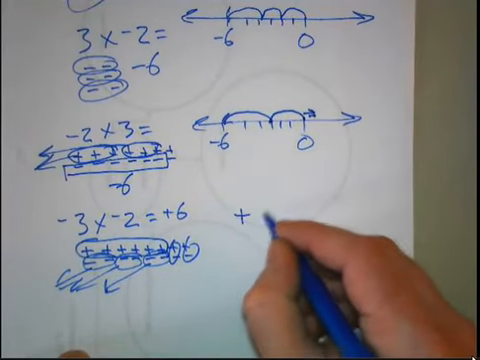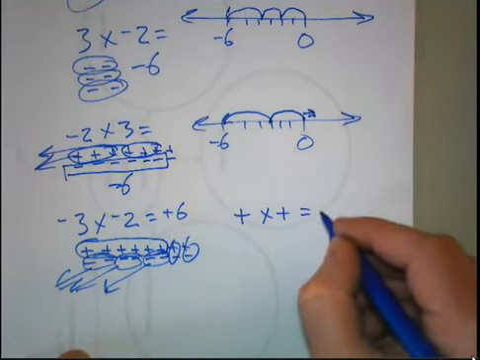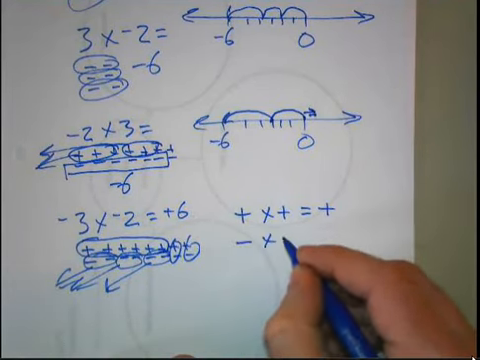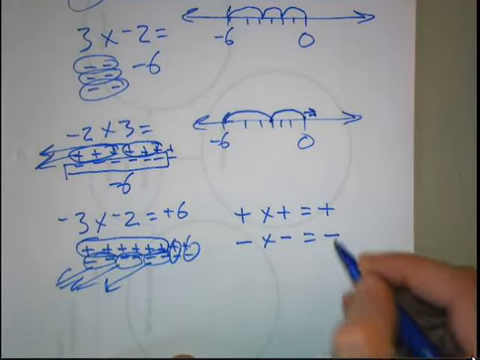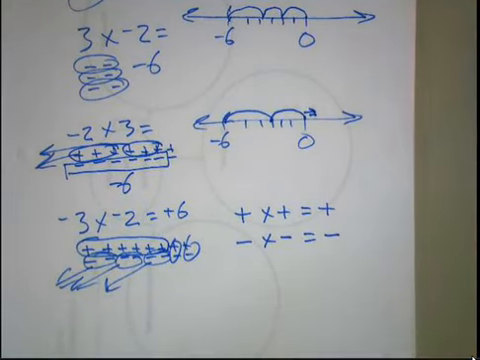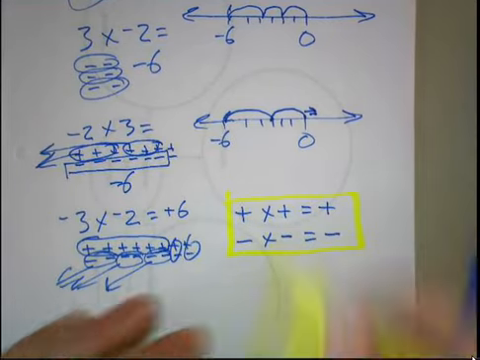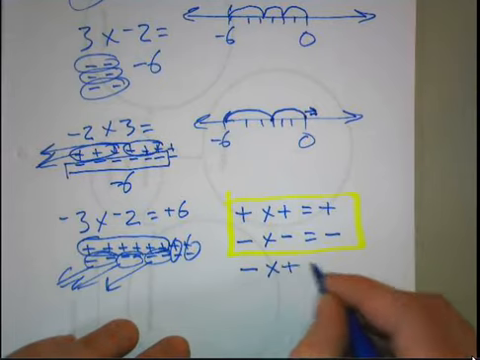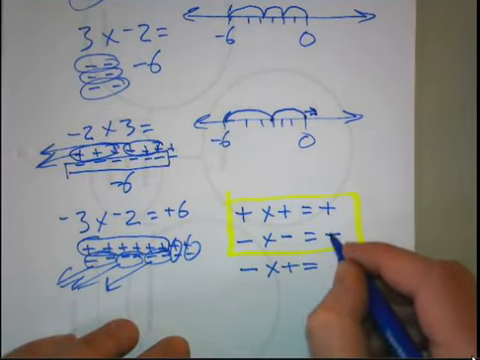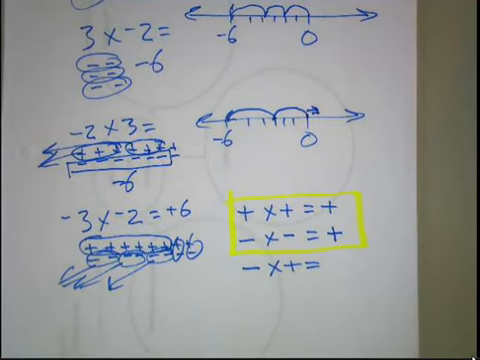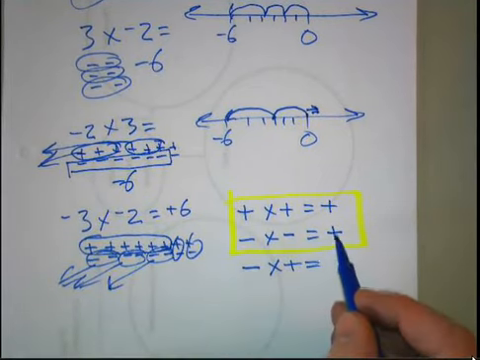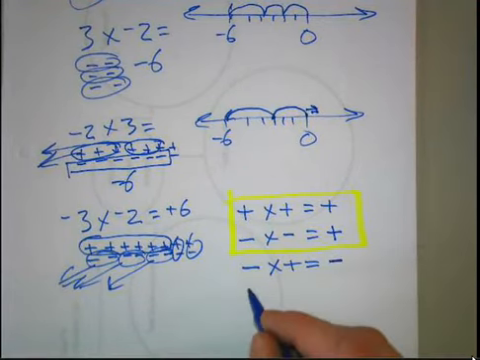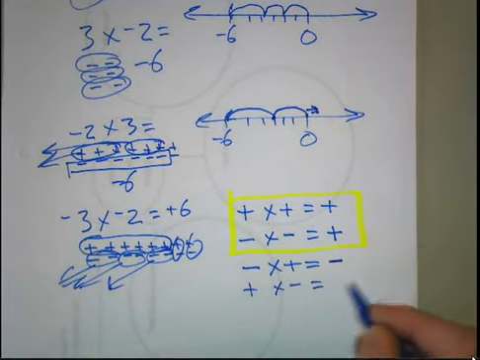A positive times a positive equals a positive. A negative times a negative equals a positive. A negative times a positive equals a negative. And a positive times a negative equals a negative.